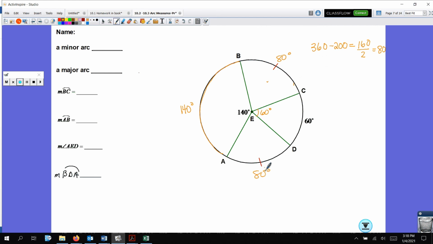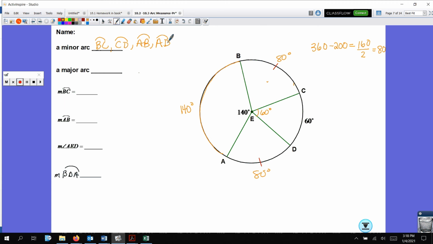All right, now, using that figure, we're going to name a minor arc. There might be more than one. So I have BC is minor, CD is minor, AB is minor, and AD is a minor arc. Remember, a minor arc is less than 180 degrees. Next, we're going to name major arcs. Now, I only have two, but there is more than one, of course.